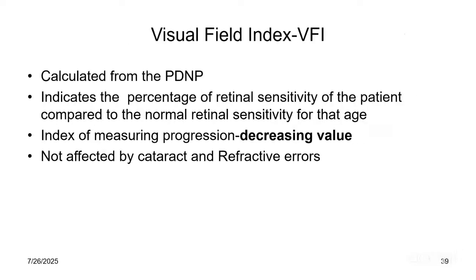The visual field index is usually an indication for measuring progression. A decreasing value indicates that there is progression in this patient. It's actually calculated from the pattern deviation numerical plot, and this generally indicates the percentage of the retinal sensitivity of the patient compared to the normal retinal sensitivity for that age.